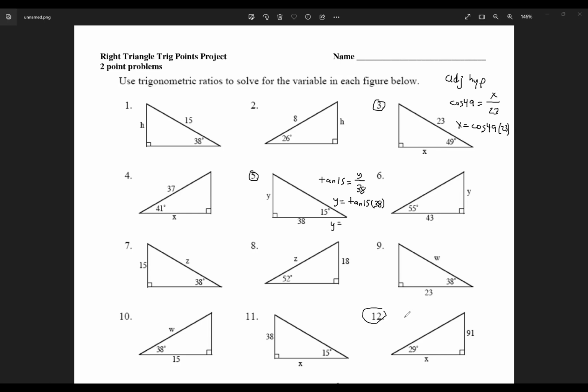All right, what about 12? We have the opposite. We need adjacent. Which trig ratio? Tangent. Tell me what to write. Tan 29 equals opposite, which is 91, 91 over x. So what does x equal? X equals 91 over tan 29, with the 91 on top.